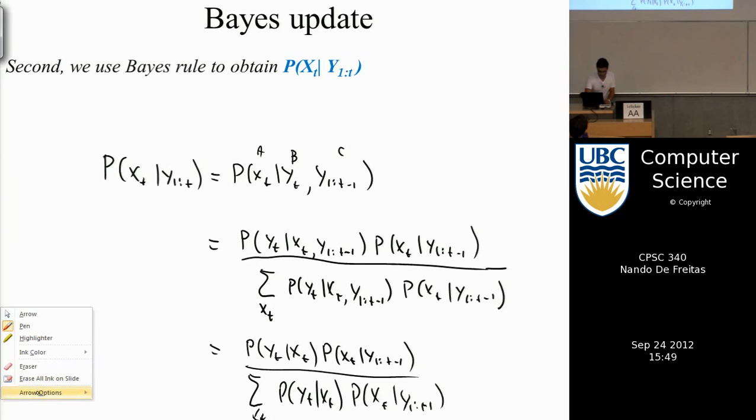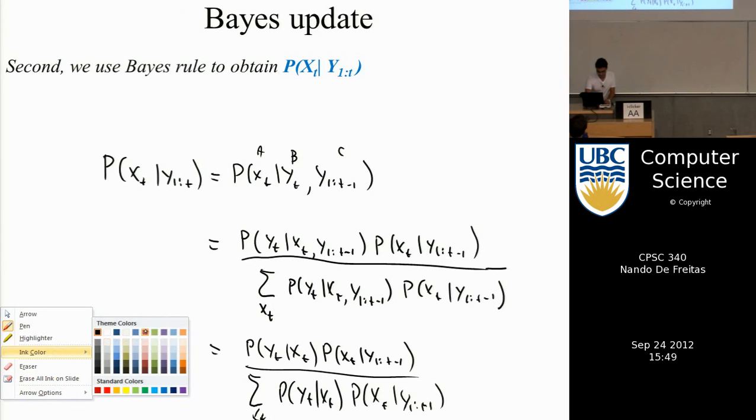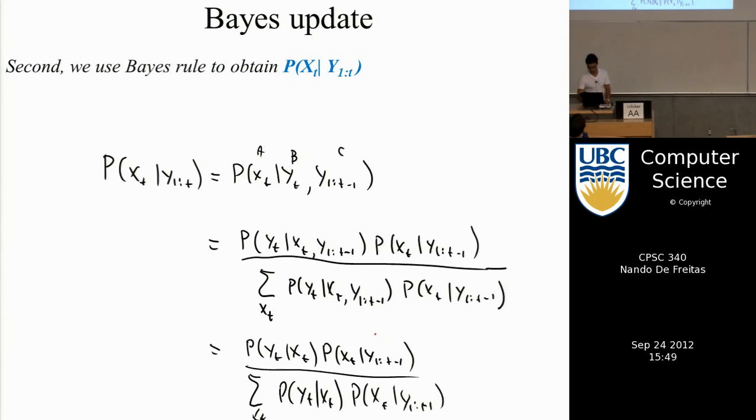The important thing here is that we computed this in the prediction step. This we have, because that's the observation model. So given that we have an observation model and that we've been able to predict the state, we can update, we can compute this guy. And we're done.